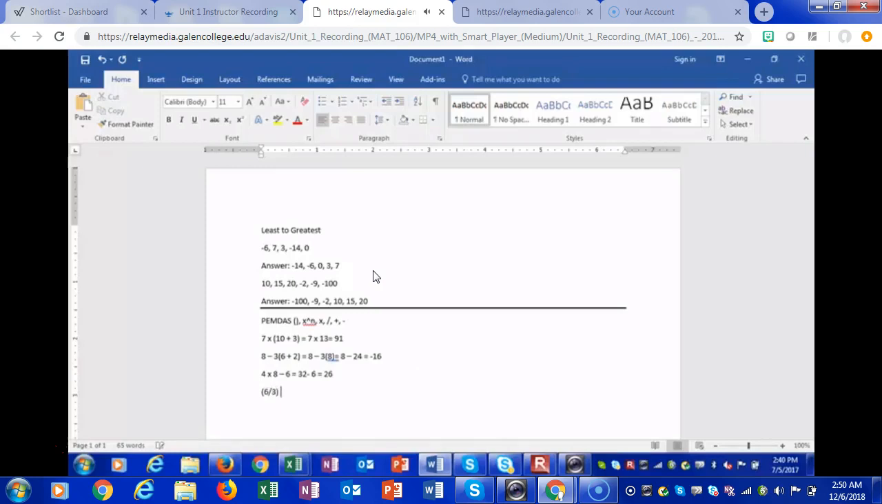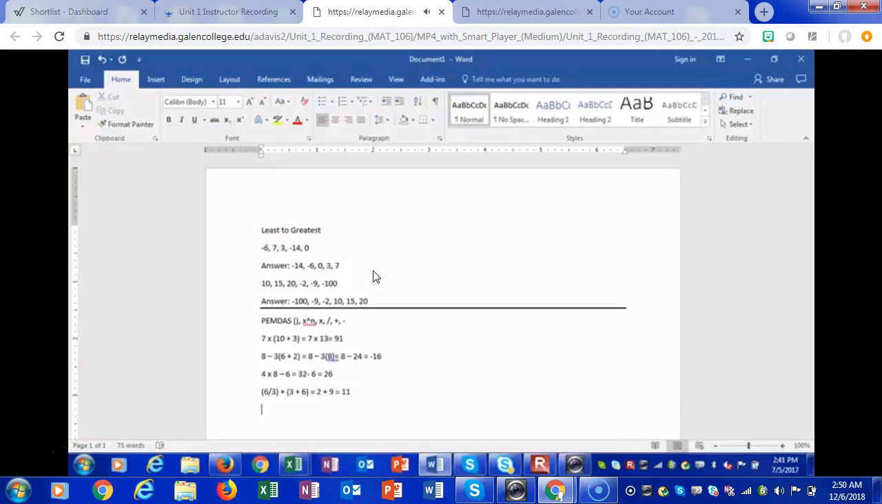Next, (6 divided by 3) plus (3 plus 6). So the question is, which parentheses do you do first? Well, first of all, once you see parentheses, you look into the parentheses to see which operation is listed. In the first set of parentheses, it's division. In the second set, it's addition. So 6 divided by 3 is just 2. 3 plus 6 is just 9. 2 plus 9 is just 11. Okay?